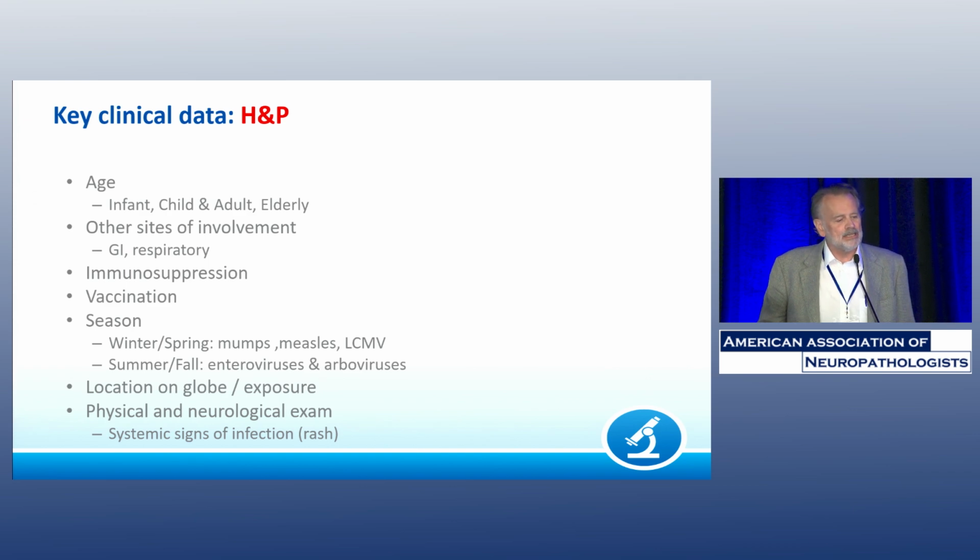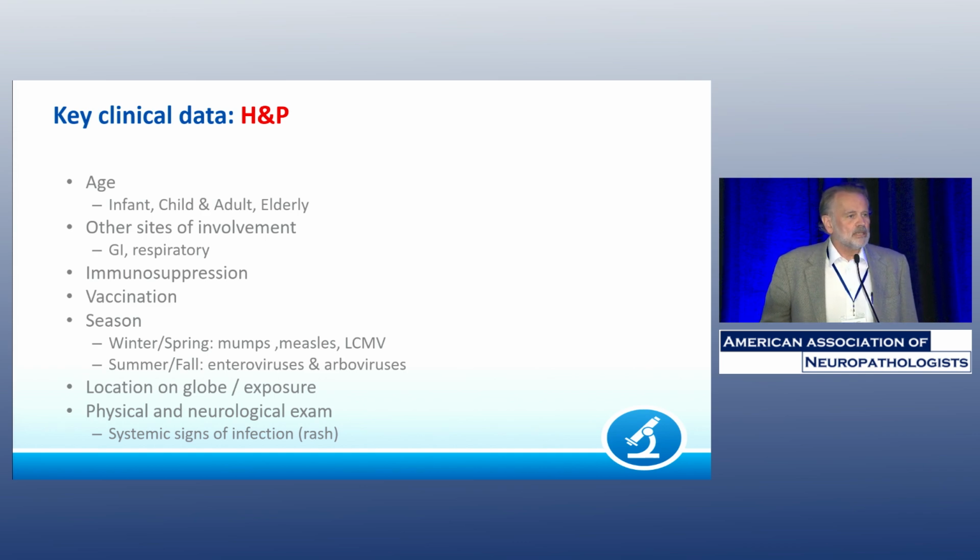So what are the key clinical data? A lot of it is simply available from the history and physical, and it needs to be incorporated whenever looking at the particular specimen. Obviously, the age of the individual is one of the first parameters that's going to determine early in the branching logic. Is it an infant, child, adult, elderly? They all get different types of infection based upon that age group.